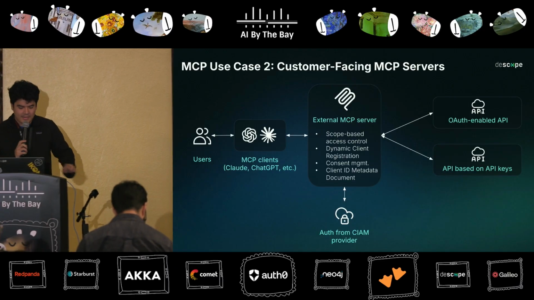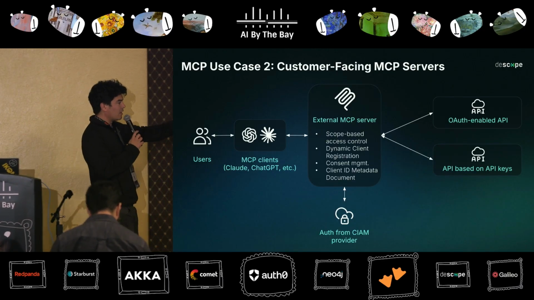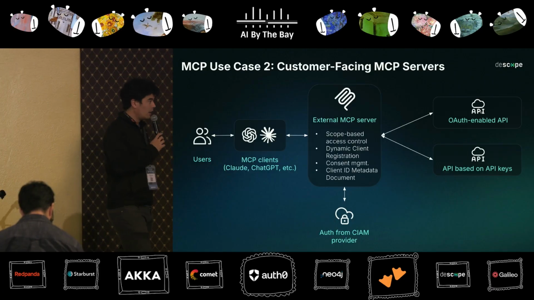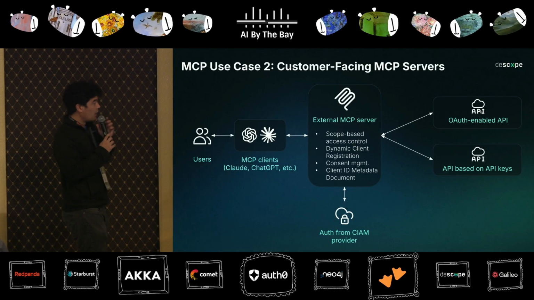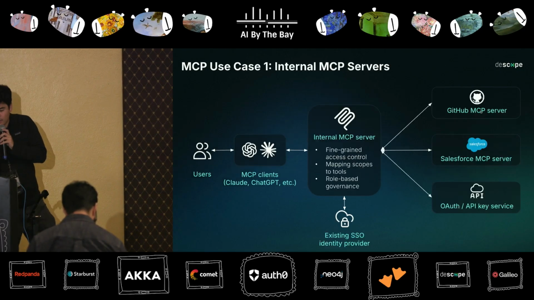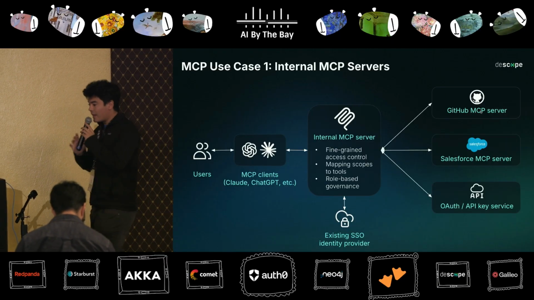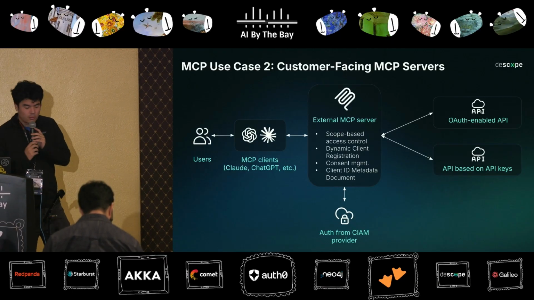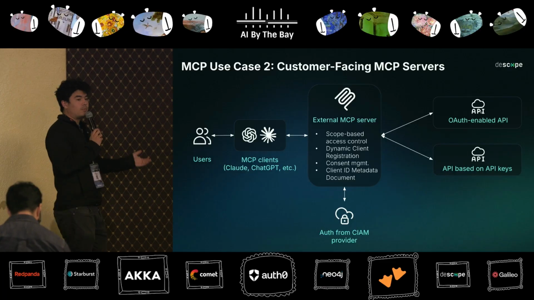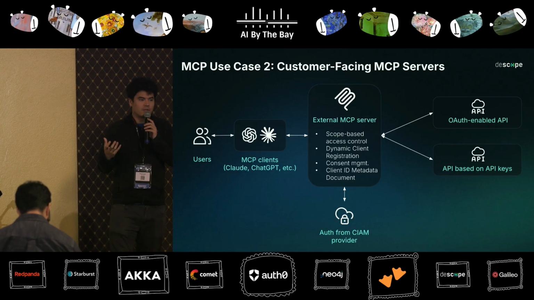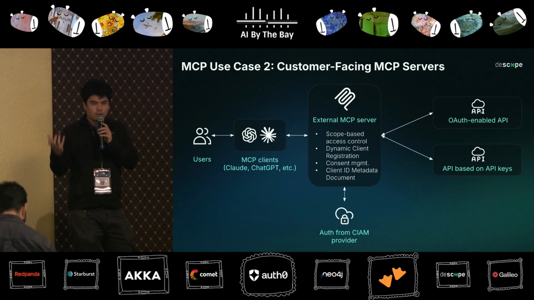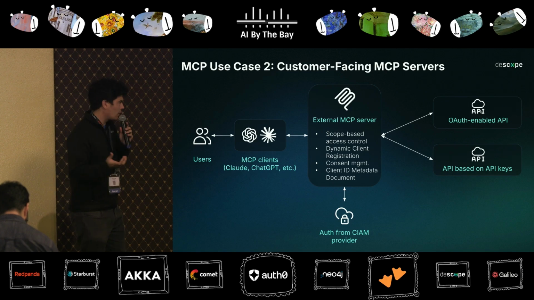And you notice that in both of those cases, both in the internal one and the external one, there's an auth layer here. For the internal one, it was connecting to an existing SSO identity provider. And for the external one, it was connecting to a CIAM provider. The difference being that both are effectively just identity providers where you have user information and user identity stored.